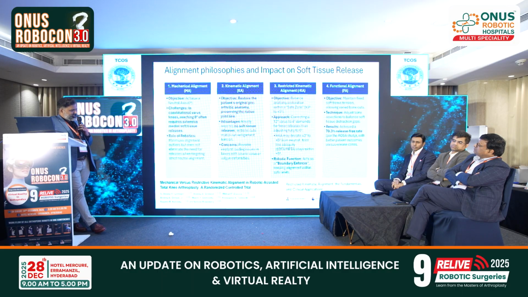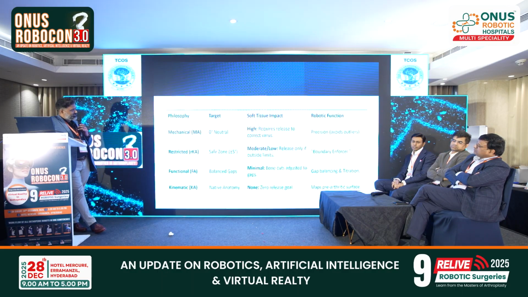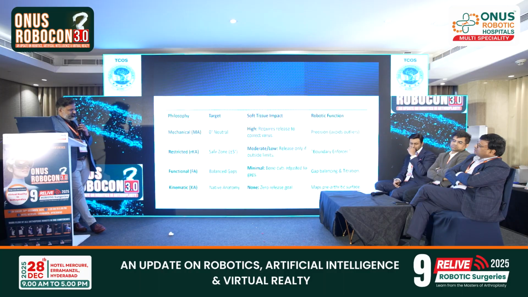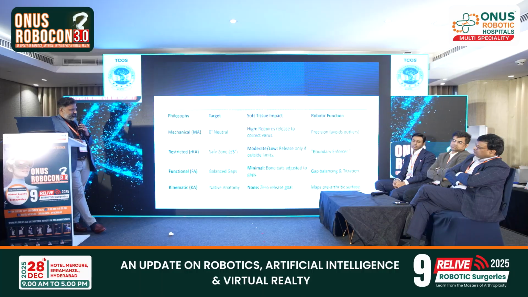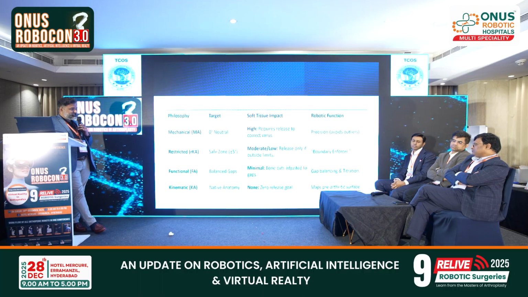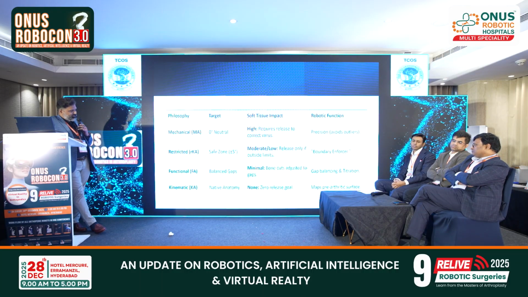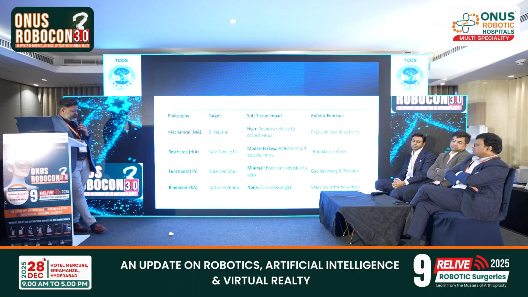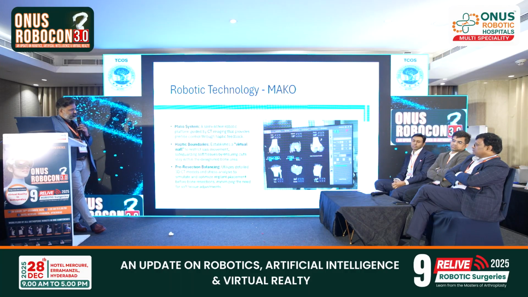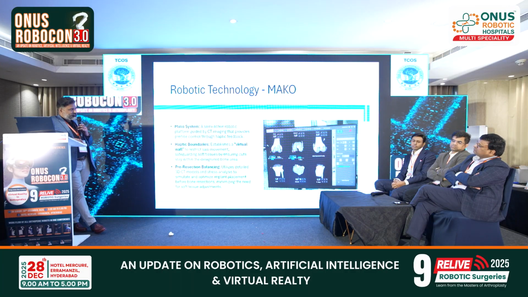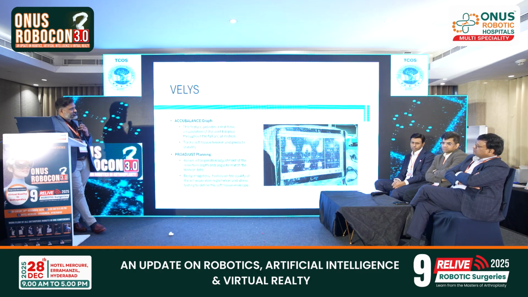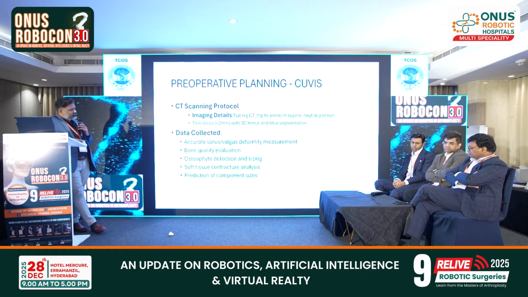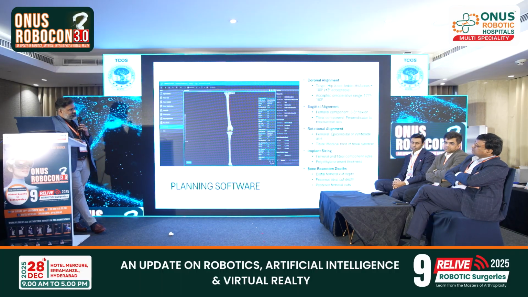These two articles summarize what is there. The philosophy in mechanical is zero neutral, but the risk of soft tissue impact is high. If it is restricted, it is moderate to low, release only if outside the limits. Functional, minimal bone cuts adjusted to the gaps. And kinematic has no soft tissue impact. We have discussed these two robots already, so I don't want to go into much detail about this. Even the QS has already been discussed extensively.